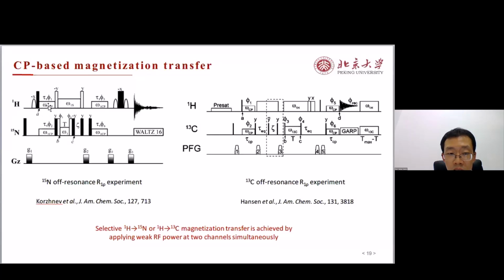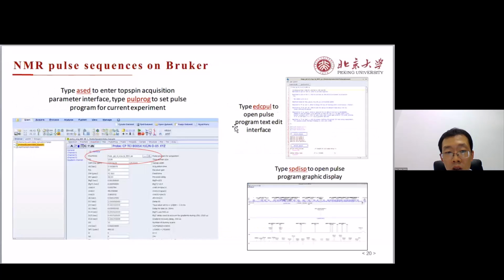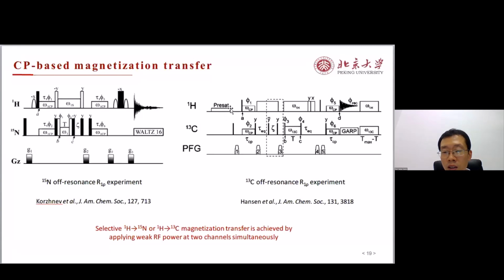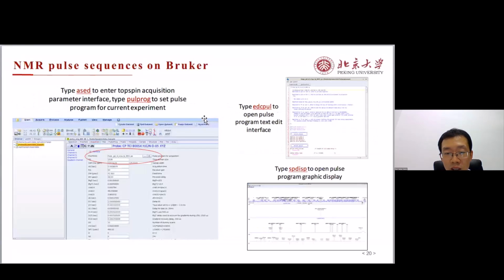So in this cross-polarization, pulses are applied with relatively low power, which means only specific spins can be excited. So you can study one spin at one time. So that's about the pulse sequence basics.